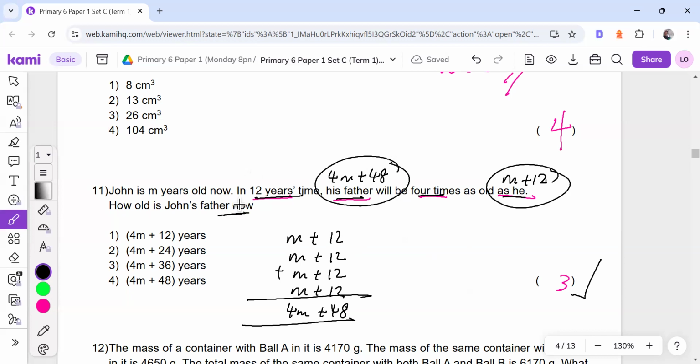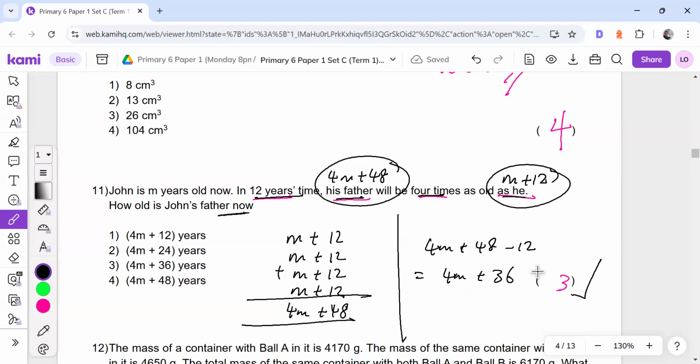Then you have to minus 12 because 4m plus 48 is the future, right? How old is the father in the future? So you have to minus 12 and you get 4m plus 36. All right, this is the algebra method, which you're supposed to actually do in the exam.